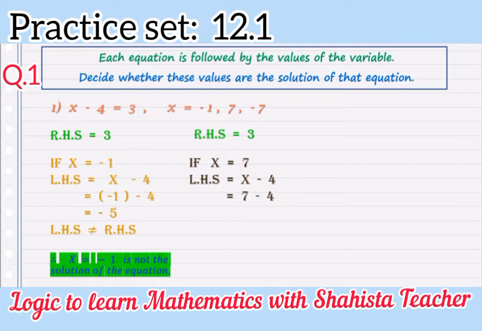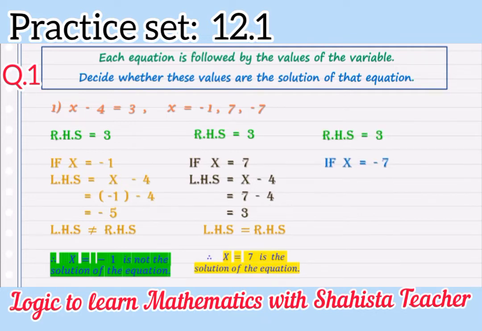As you see here, LHS and RHS are both equal. Therefore LHS is equal to RHS. Is that clear, my dear students? So simple. Both sides are equal, 3 and 3. So we will write the statement: x is equal to 7 is the solution of the equation. Is that clear, my dear students? So simple and easy to understand.